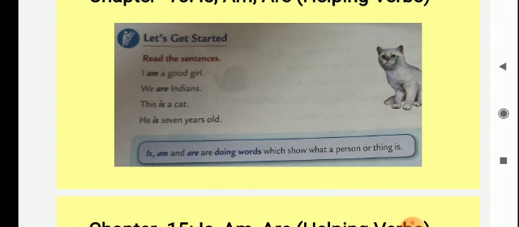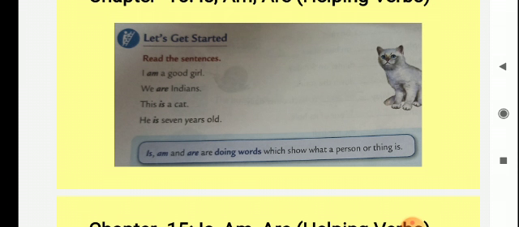We are using is here because cat is one in number. This is a singular pronoun used for this cat because we are talking about one cat. That is why we are using this is. If it was these, then we would say are. The next example is, he is 7 years old. So we are talking about one boy. It's a singular subject, so that is why we are saying he. He is. If it is singular, then we have to use is. He is 7 years old.